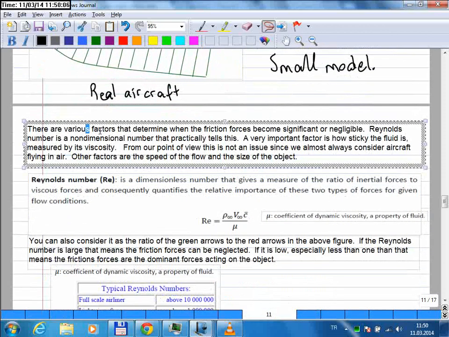So there are various factors that determine when the friction forces become significant or negligible. Reynolds number is a non-dimensional number that practically tells this. A very important factor is how sticky the fluid is, measured by its viscosity. From our point of view, this is not an issue since we almost always consider aircraft flying in air. So in our case, our fluid is always air. It's not like sometimes we fly through water or sometimes we fly through honey. We always fly through air. So the viscosity property of our fluid doesn't really change significantly. It may change due to temperature, but the change there will be negligible.